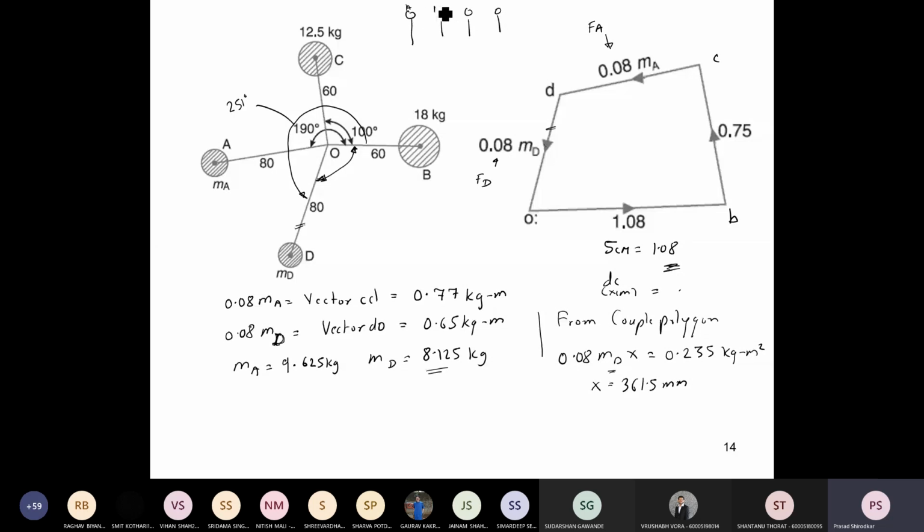All right. So you have your A, B, C and D, and distance of D we have marked it as x, and this x comes out to be 361.5 mm. Alright, those who are getting values close to these values, please raise your hand. Take the attendance.